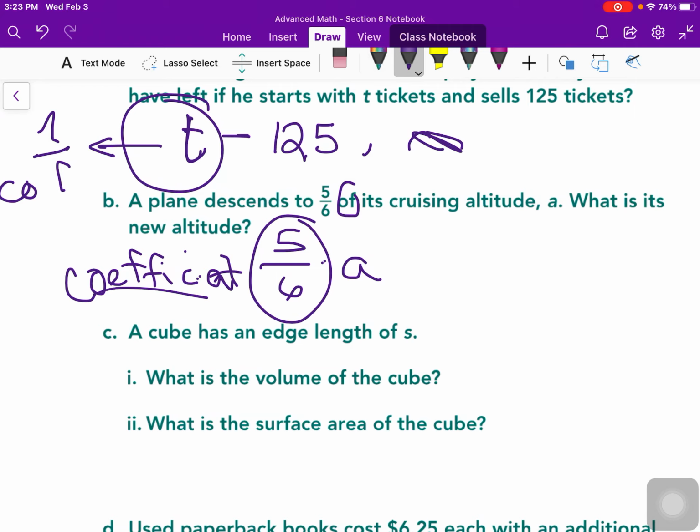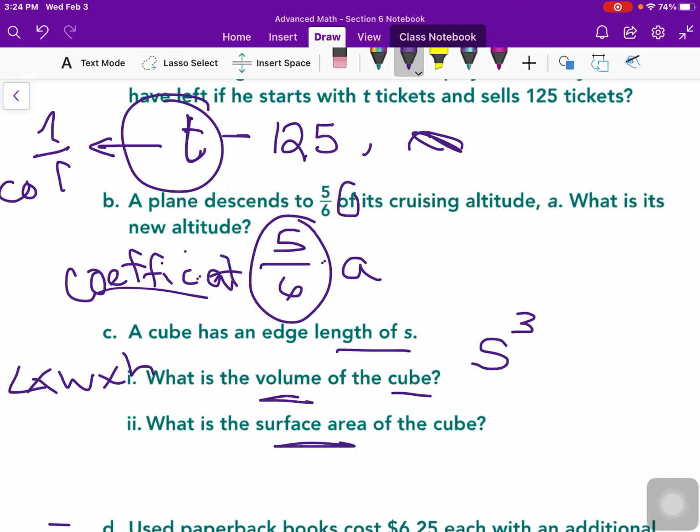All right, how about on C? It says a cube has an edge length of S. What's the volume and what's the surface area? And I have to write an algebraic expression. Well, I know volume is length times width times height. And I know with a cube, they're all three the same. So if the edge length is S, it's like saying S times S times S, or S cubed is a shortcut way of saying it.